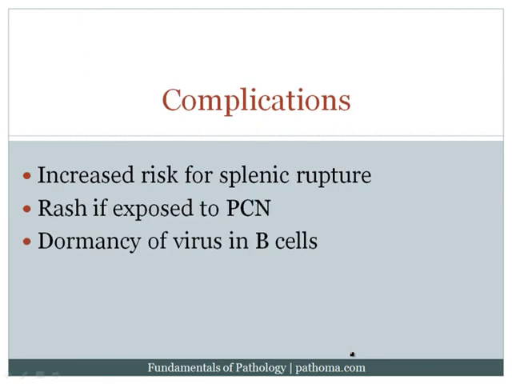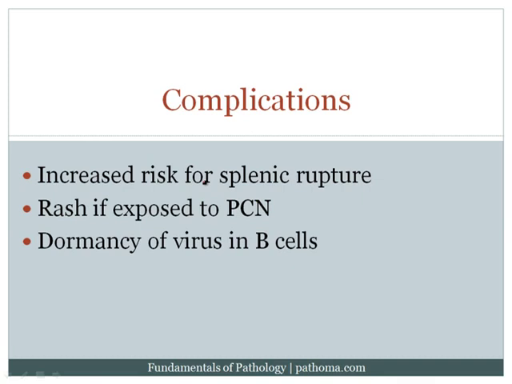Complications of infectious mononucleosis include an increased risk for splenic rupture. This is very high yield. Patients who get infectious mononucleosis get splenomegaly, and because there is splenomegaly, the capsule of the spleen can easily rupture. Generally speaking, or classically speaking, we would advise patients who have infectious mononucleosis to avoid all contact sports for the next year. And of course, examiners like to go after that principle.